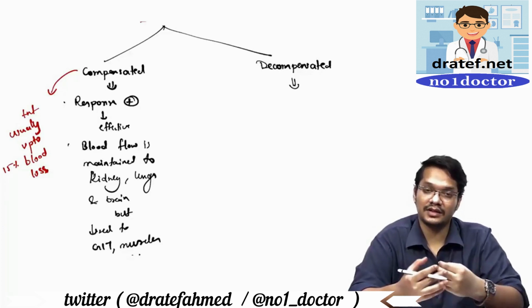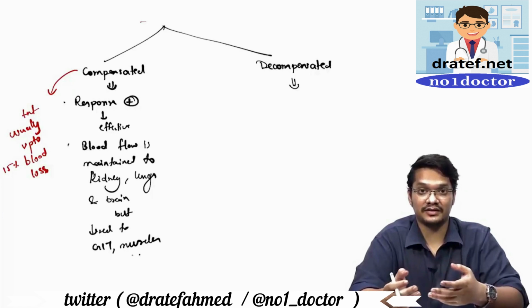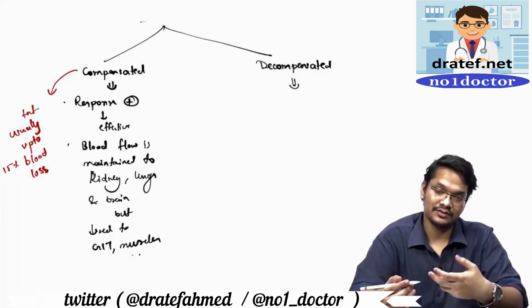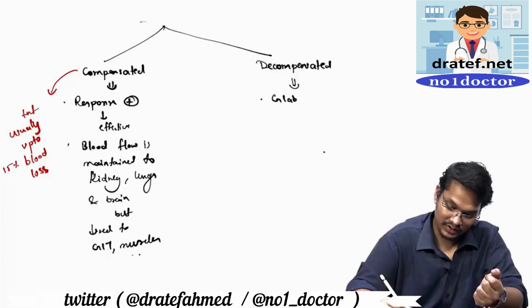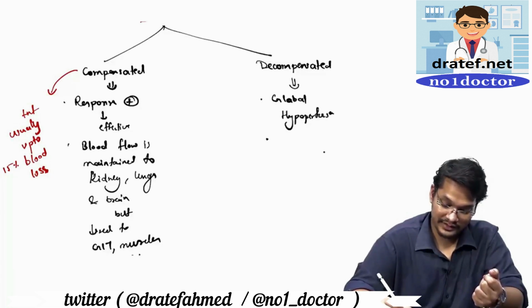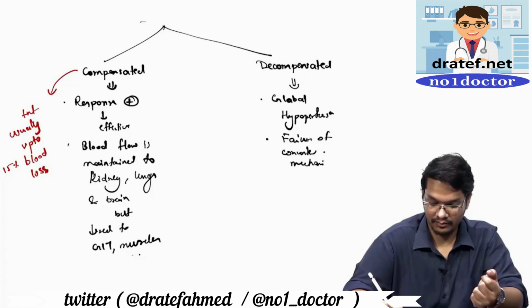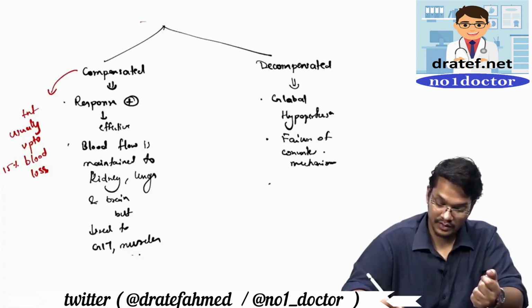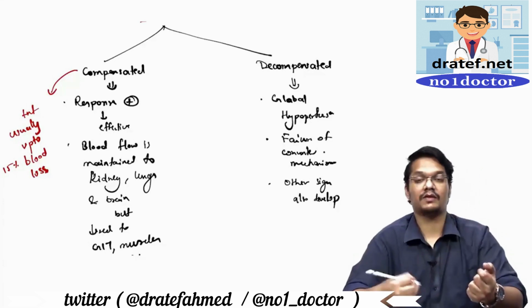And once this occurs, the other signs which I told you, decreased urine output, lactic acidosis, metabolic acidosis, will set in. And hence, the patient will present with all these symptoms. So decompensated shock is defined as a case of global hypoperfusion. There is failure of counter mechanisms. And the other signs of shock which I told you about will also develop in this patient.